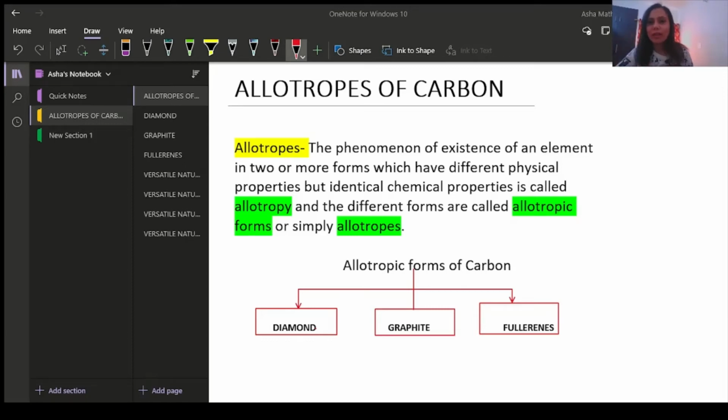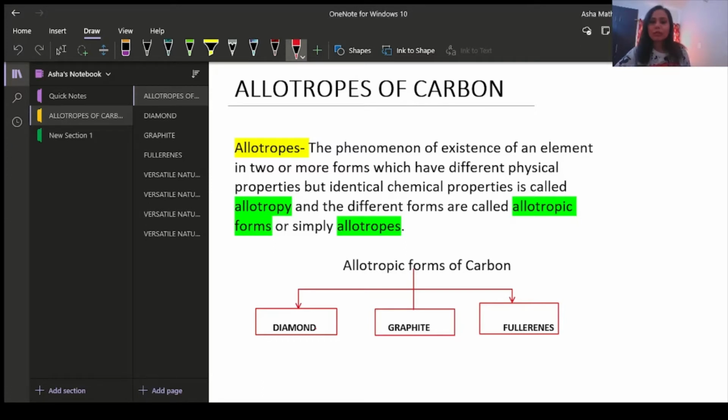Everyone, welcome back to another session of the chapter Carbon and its Compounds. In the previous sessions, we have already understood some basic properties of carbon, its atomic number, its electronic configuration, why carbon forms covalent bonds, what covalent bonds are and what the types of covalent bonds are. In today's session, we will move ahead in the chapter and start another new topic, that is allotropes of carbon. So let us begin the session.